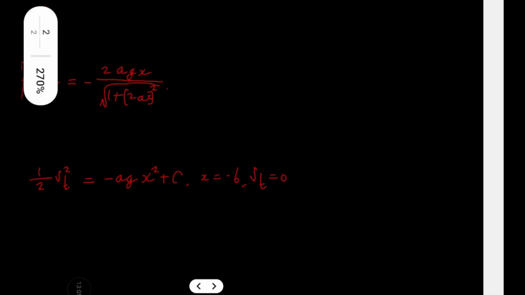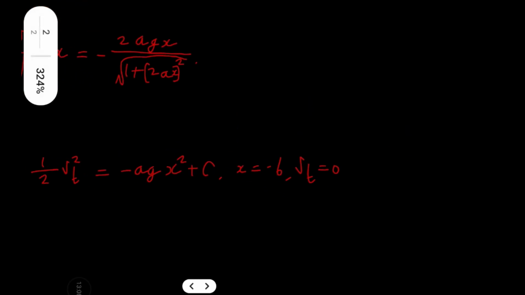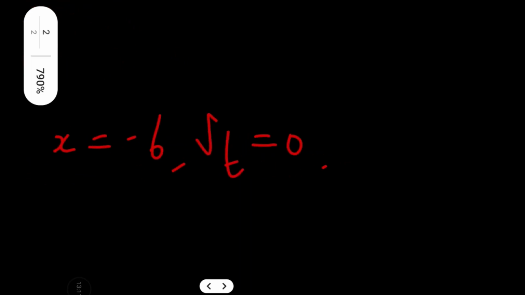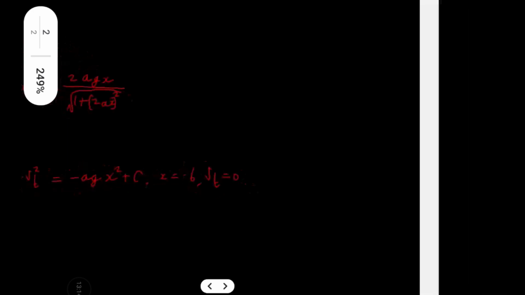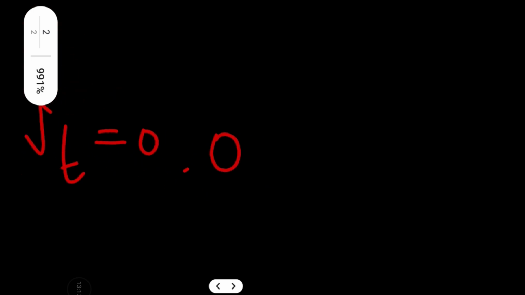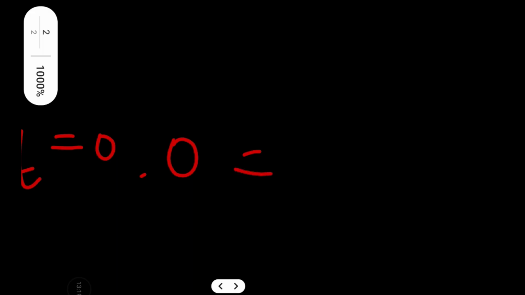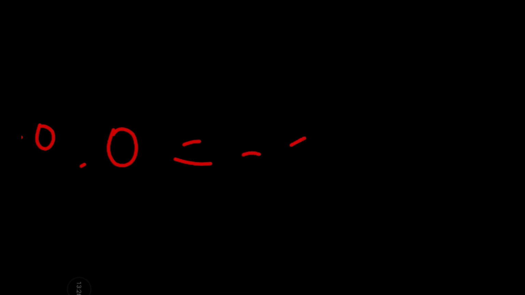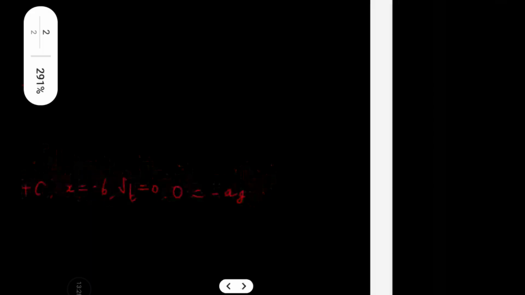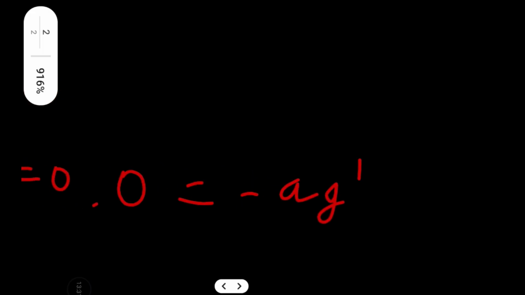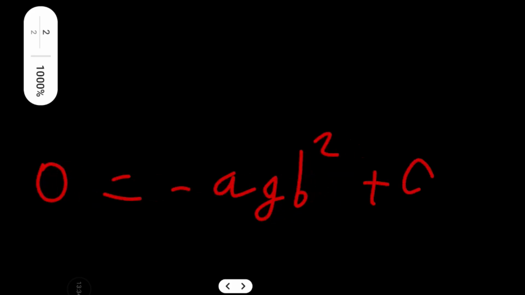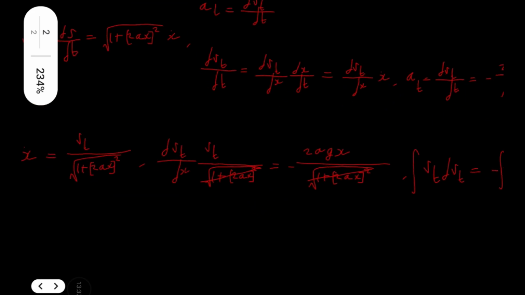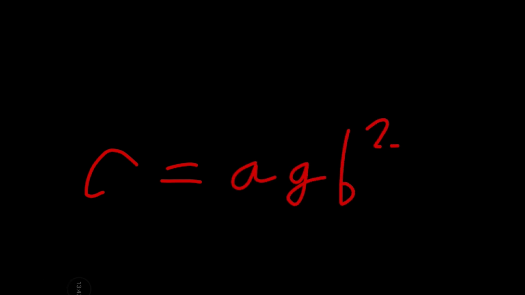So if we sub that in, like this, you're going to have 0 is equal to, as it's 0 squared, it's a half of 0, which equals minus ag and b squared. Minus b squared is just b squared, add c. So we have a value for c, therefore. Therefore, c is equal to ag b squared.